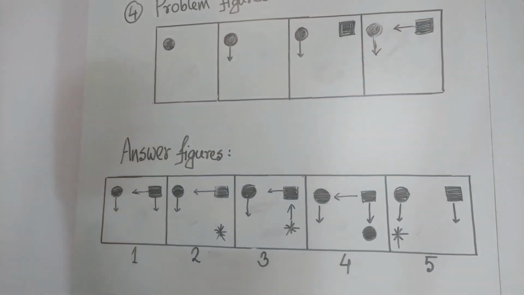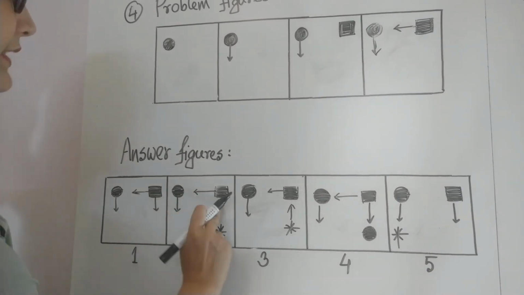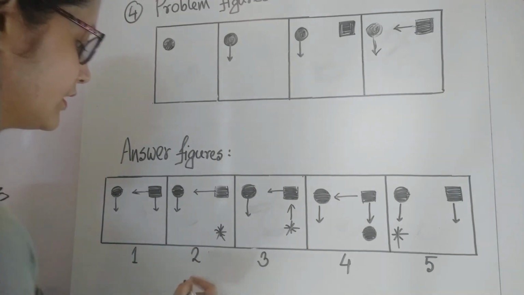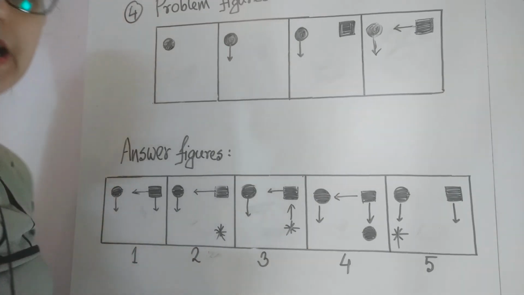Where can you find this? In option number 2. See, these two figures are the same and a new figure has come here. So 2 will be the answer.